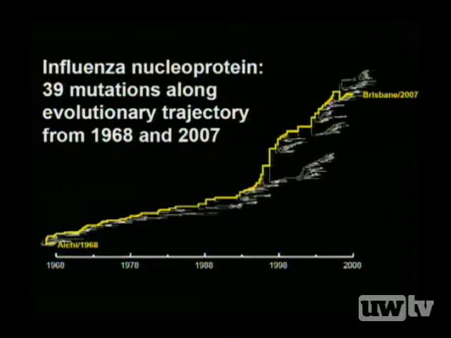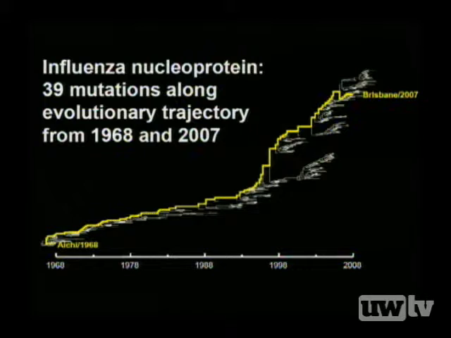So here is now a more detailed phylogenetic tree showing a specific influenza protein, the nucleoprotein, or NP, and I'll talk in a little bit more detail about that protein in a minute, and how it's changed from 1968 to 2007. So along the x-axis here is time, and each of these little lines in white here represents an influenza isolate for which the nucleoprotein has been sequenced. And they're arranged in a phylogenetic tree here.